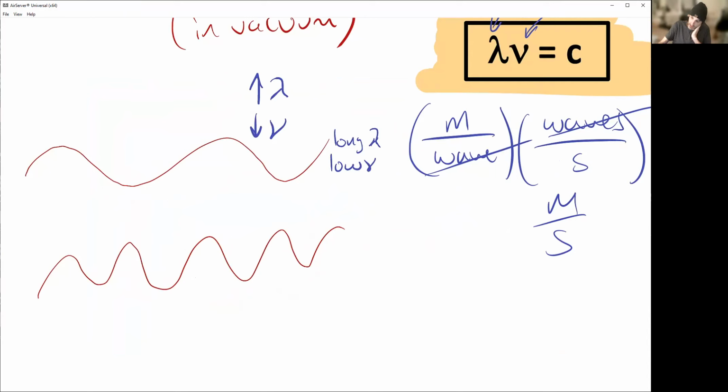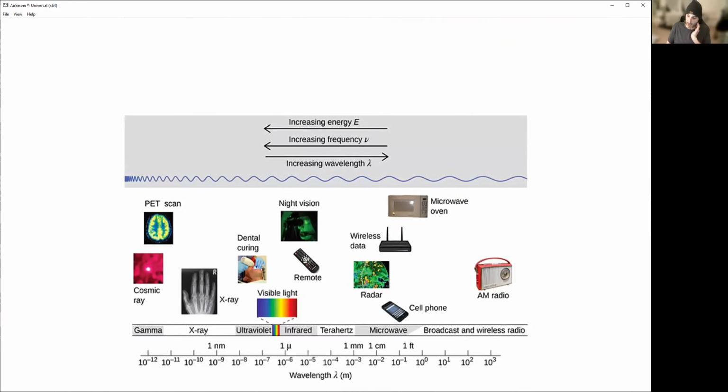The one down here, on the other hand, has very short wavelengths and it has a very high frequency. We're going to see a lot more waves per second. So in this case, we have a short wavelength and a very high frequency. So those two things are in fact related, as we saw in that equation.